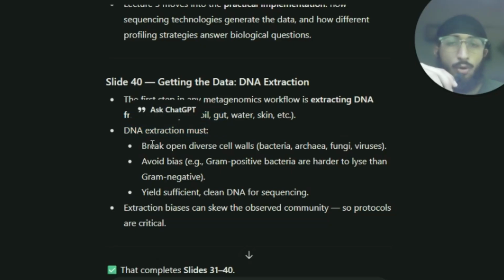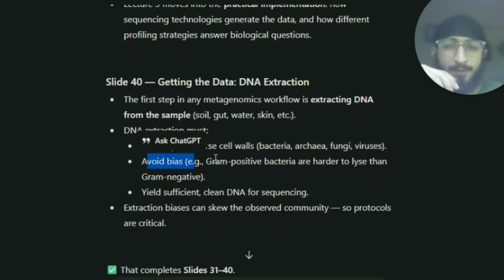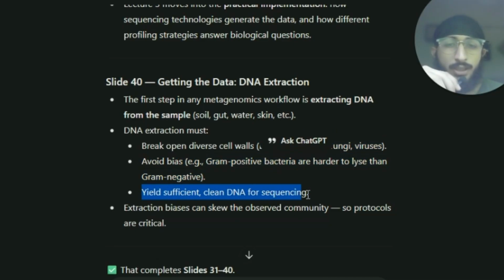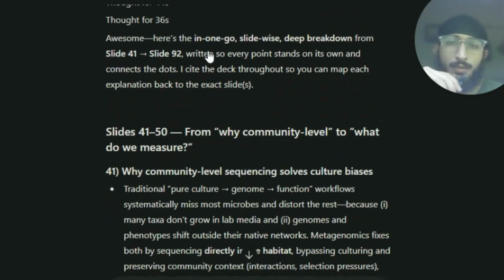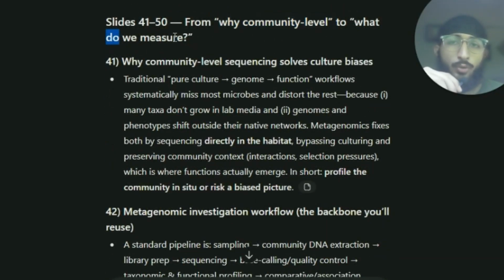DNA extraction must break open diverse cell walls: bacteria, archaea, fungi, and viruses. Avoid bias. Gram-positive bacteria are harder to lyse than gram-negative, and we must yield sufficient clean DNA for sequencing. Extraction biases can skew the observed community, so protocols are critical. Now, from why community level to what do we measure?